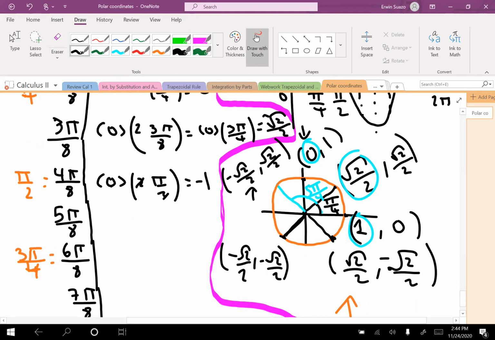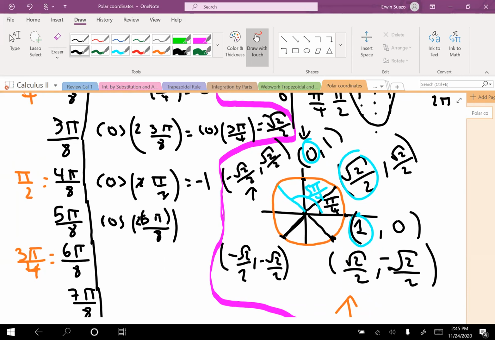So we continue. Cosine of 5 pi over 8. 2 times 5 pi over 8, right? No? Will give me cosine of 5 pi over 4. Cosine of 5 pi over 4 is negative square root of 2 over 2. Sorry, wait. Pi over 4.